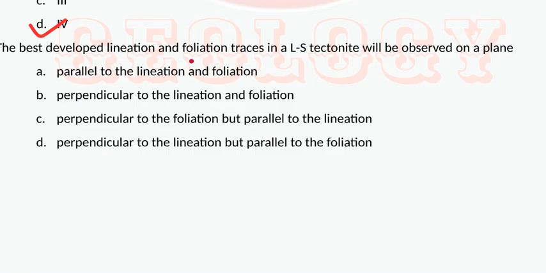Next, the base to develop lineation and collision traces in LH tectonics. Always remember, to observe a collision lineation in LH tectonics, you have to choose a plane that should be perpendicular to the collision but parallel to the lineation. This is the best section to study the relation of collision in LH tectonics.